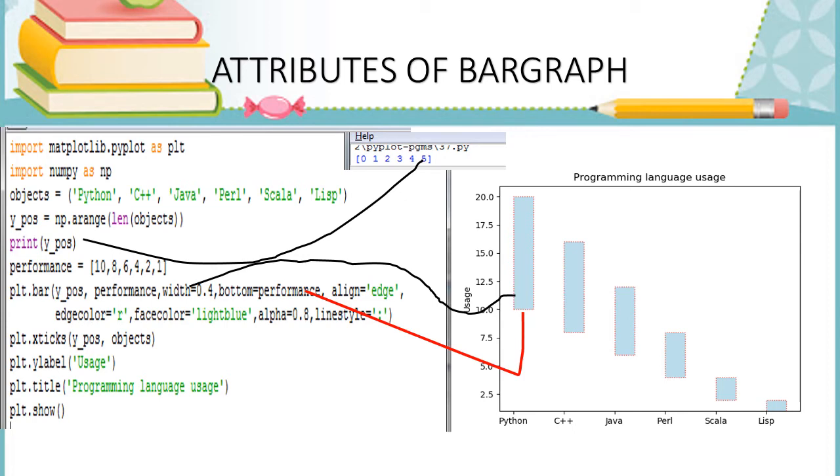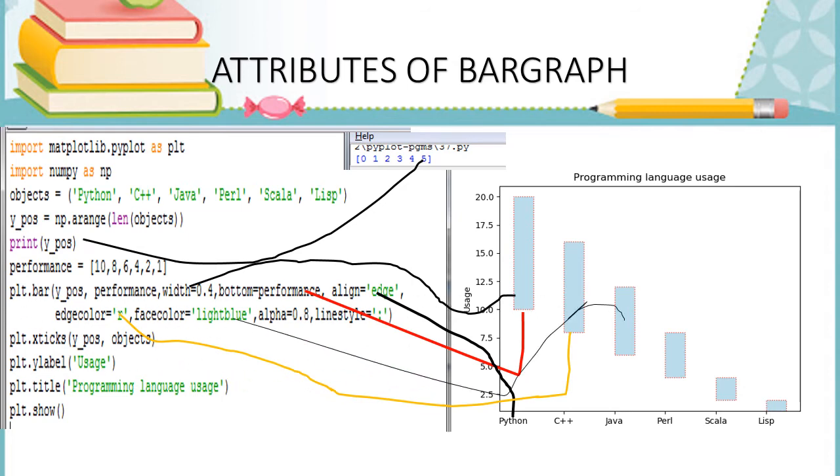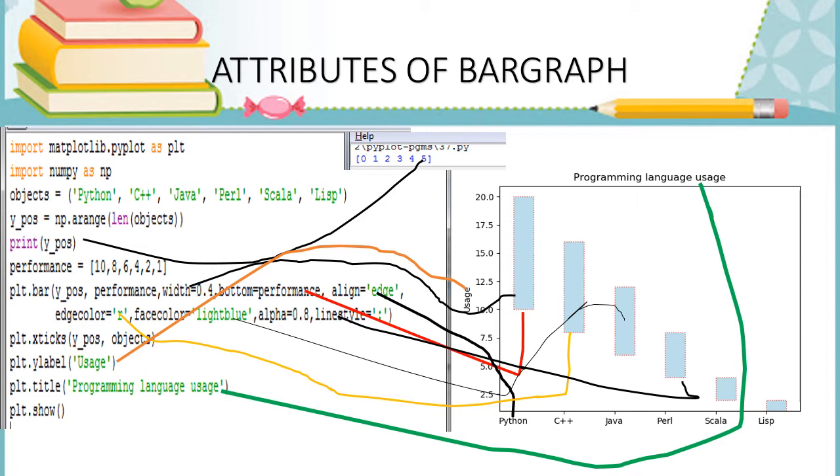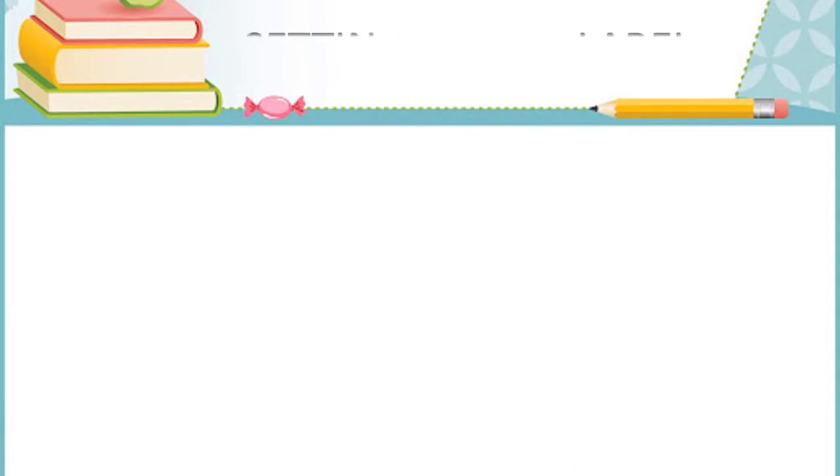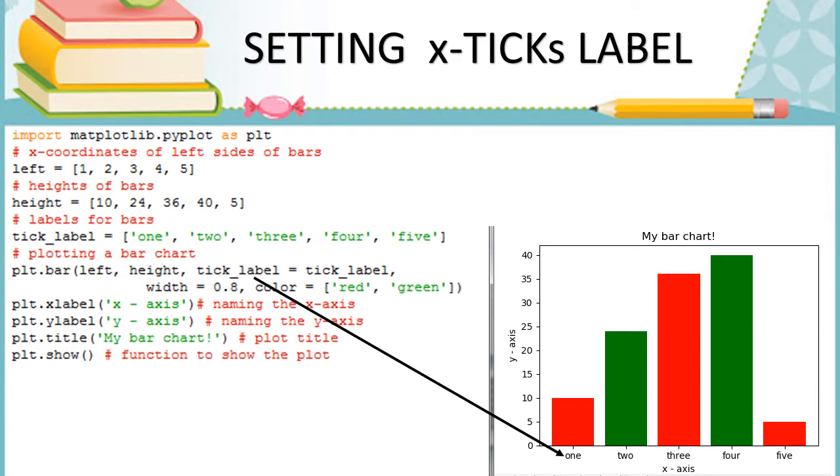And align equal to edge, so it will come at the left edge, and edge color means the border color, face color means the filled color inside the bar, whatever color you want to fill you can give, and alpha is for smooth display. The line style is also given, the colon dotted, and the label is set and the title also. And next we can see the tick labels. Instead of xticks we can directly give the tick labels using the attribute tick_label equal to 1 2 3 4 5, which is passed to that attribute tick_label.